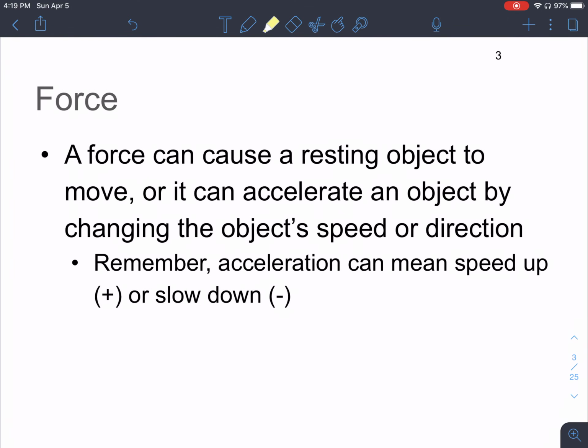Forces can cause a resting object to move or accelerate, and that is caused by changing an object's speed or direction. Remember, acceleration can be either positive or negative. Sometimes the negative acceleration is referred to as deceleration or the braking speed. It doesn't matter what you refer to it as, positive acceleration, negative acceleration, or deceleration.